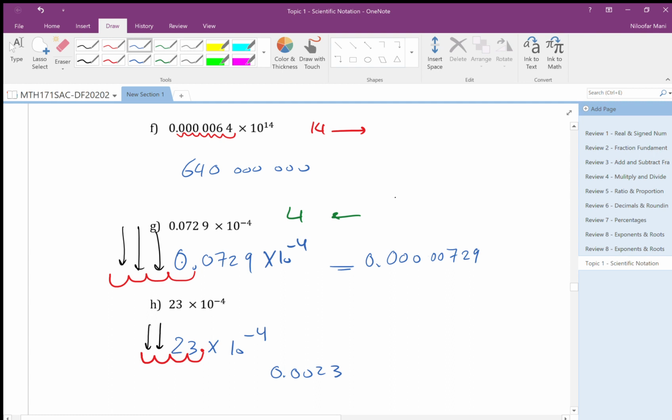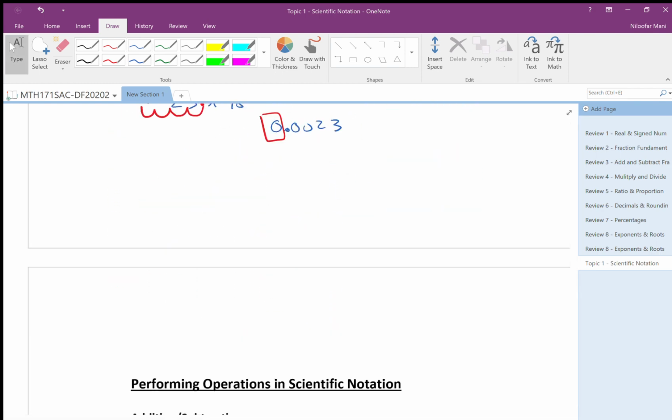But remember, we don't count this. This one is just something we have to write as an agreement, because if I don't have any digit before the decimal, it doesn't make any sense. Okay, that's it. So we don't count that as one of those moves.